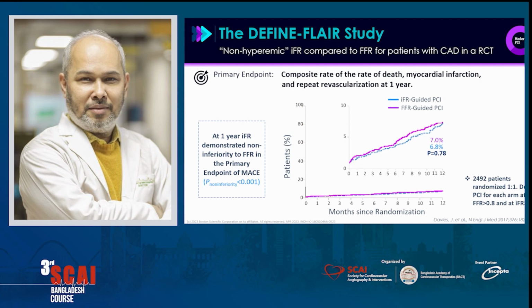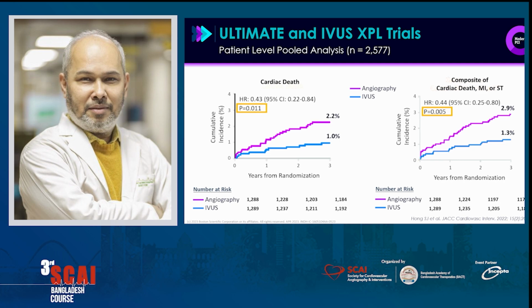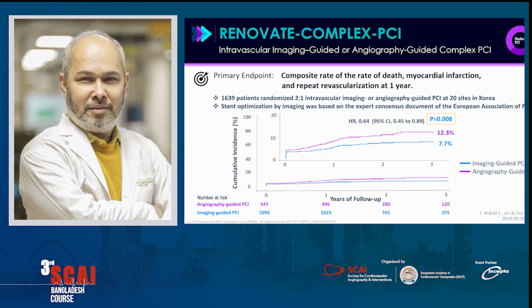So if you have iFR, DFR, whatever you have, any modality you can use, it doesn't influence your outcome results. So don't worry, please don't panic. And if you look at the ULTIMATE and IVUS trials, they also showed IVUS-guided PCI had much better outcome in comparison to angiographic PCI in terms of reduction of cardiac death and composite of cardiac death, MI and stent thrombosis. And if you look at the RENOVATE-COMPLEX trial, also similarly found better outcomes.